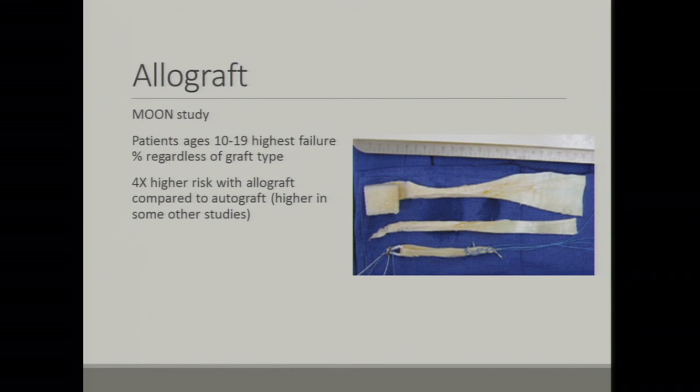So again, I don't want to call it evil, but I'm not a big fan of allograft, and I think especially in this patient population, it's an extra bad idea. Patients 10 to 19 on their own have the highest re-tear rate with ACL reconstruction, and it's much higher with allograft. One study showed a 4-times higher risk, and there are other studies showing even higher rates than that.